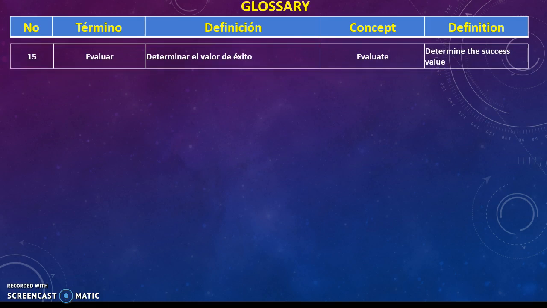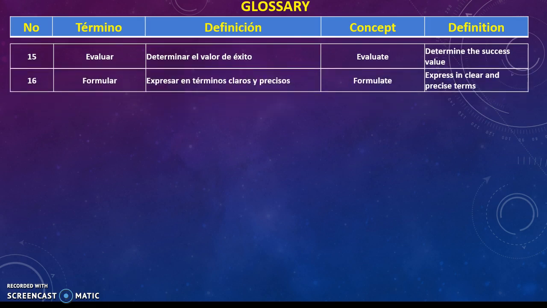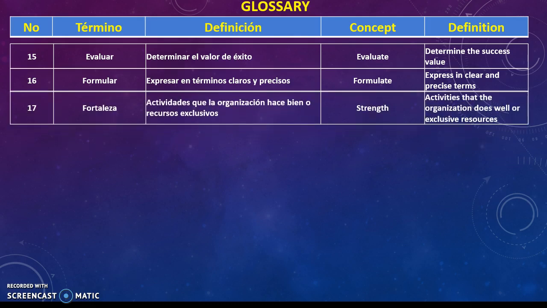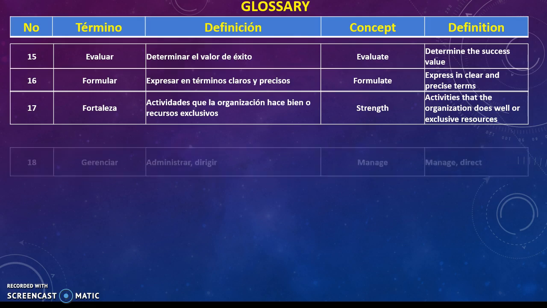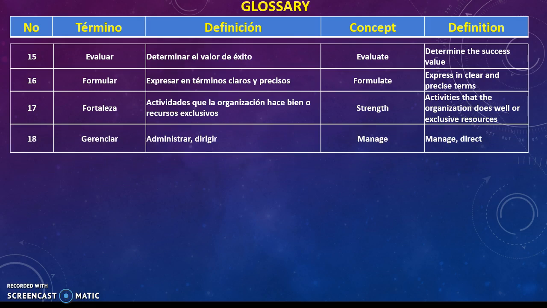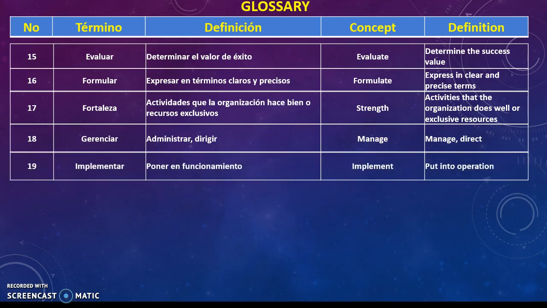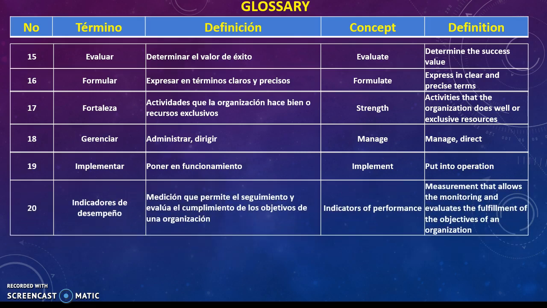Evaluate: determine the success value. Formulate: expressing in clear and precise terms. Strength: activity that the organization does well or exclusive resources. Implemented: put into operation. Indicators of performance: measurements that allow monitoring and evaluating the fulfillment of the objectives of the organization.